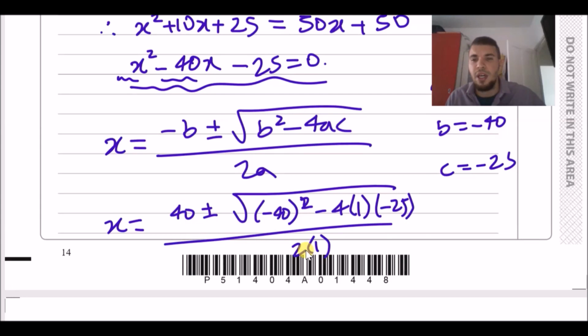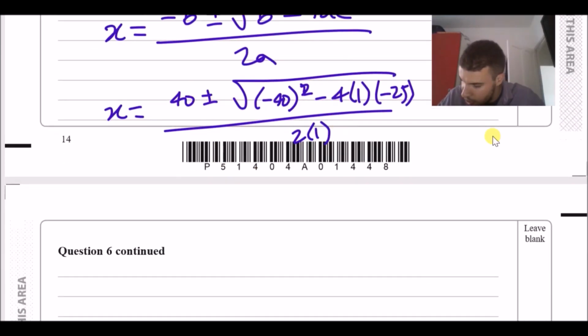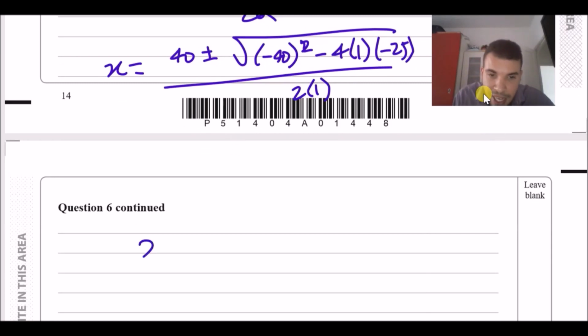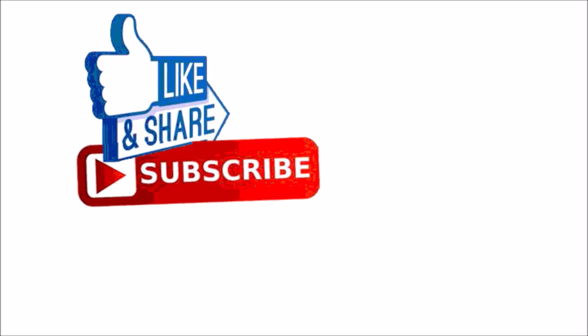And that's it. Now putting this in your calculator, you should get two answers. First you put the plus and the minus, or you get the same answer. You're going to get x equals 20 plus or minus 5 root 7. And that's it, guys. This question is done.